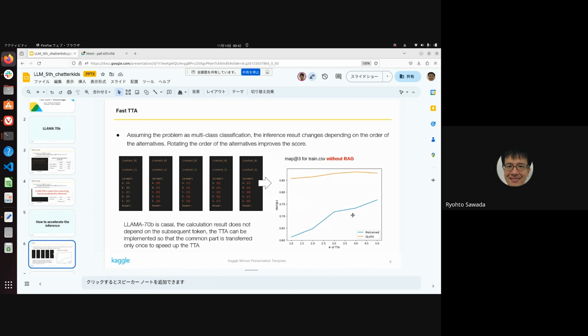However, a naive implementation of RAG multiplies the computation time for the prediction. To counteract this, we expedite augmentation by calculating the common question part only once, thanks to Llama 70B's causal architecture.